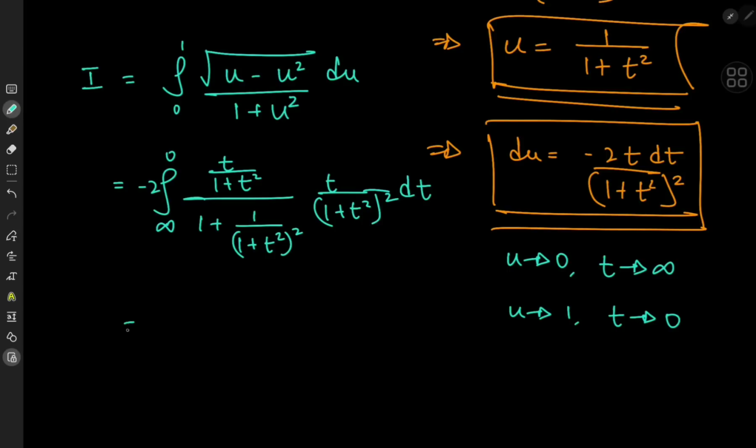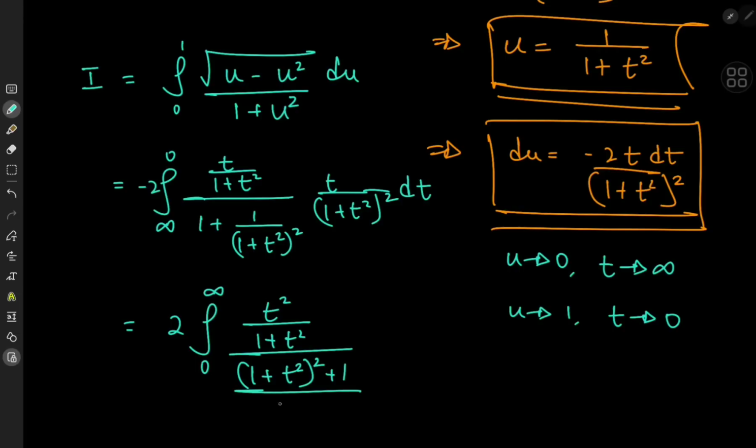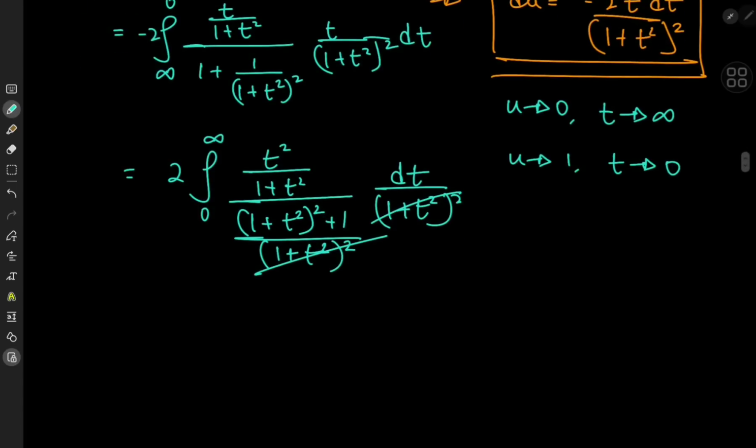Everything looks in order. So we have twice the integral from 0 to infinity, where I switched up the limits to get rid of the pesky negative sign. And we have t squared divided by 1 plus t squared, divided by (1 plus t squared) squared plus 1, divided by (1 plus t squared) squared, times this reciprocal of (1 plus t squared) squared. So we have some nice cancellation taking place.